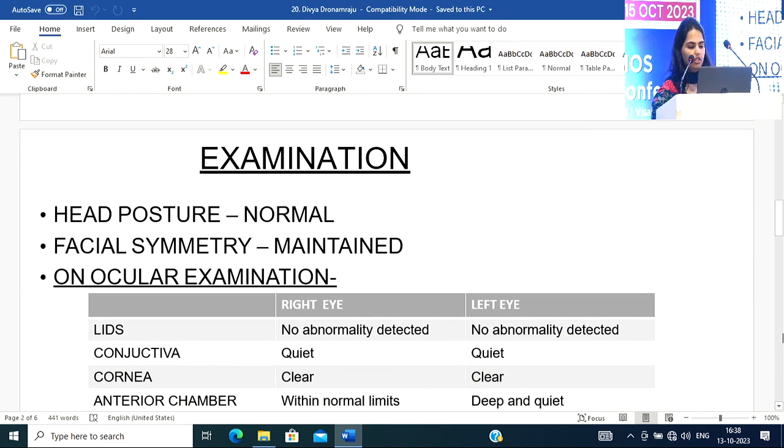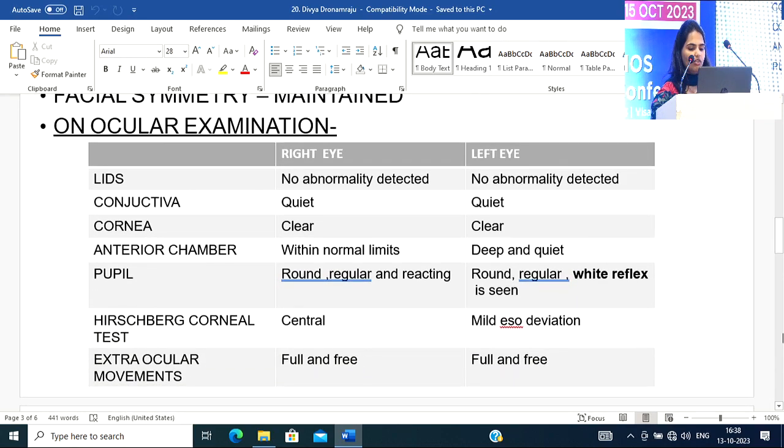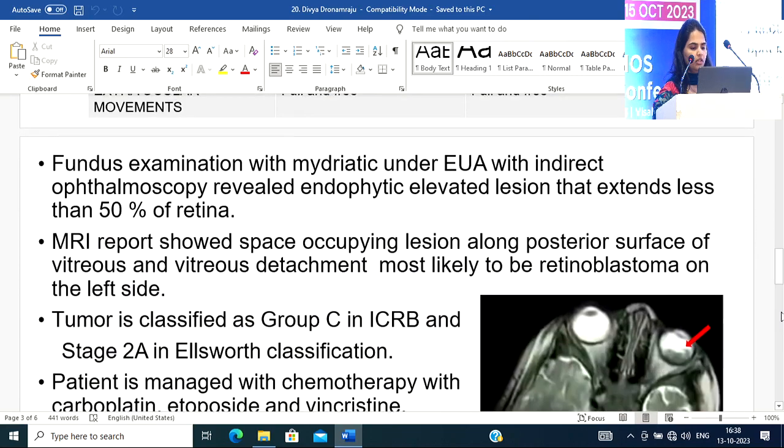Examination. Head posture is normal. Facial symmetry is maintained. On ocular examination, in eyelids, no abnormality is detected. Conjunctiva is quiet in both eyes. Cornea is clear. Anterior chamber is within normal limits in right eye and deep and quiet in left eye. Pupil is round, regular and reacting in right eye, and round, regular white reflex is seen in left eye. Hirschberg's corneal test is central in right eye and mild ESO deviation is present in left eye. Extraocular movements are full and free.